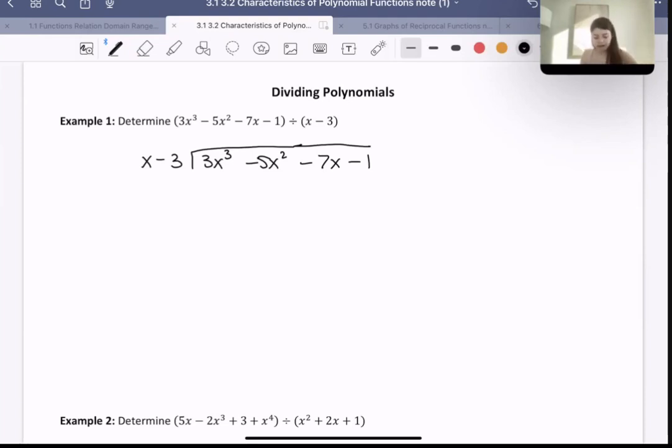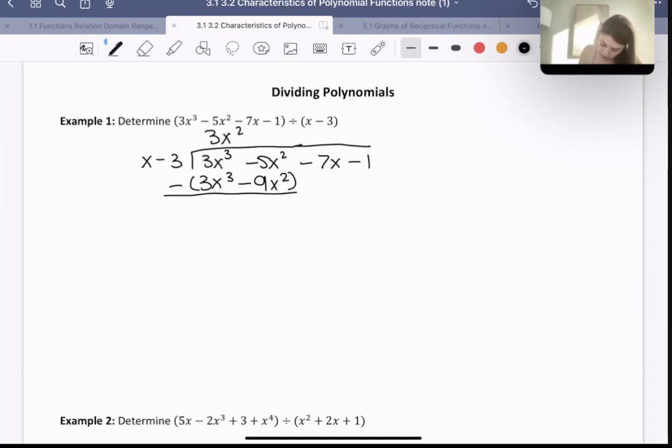So x times what is 3x cubed? Well, 3x squared. 3x squared times x is 3x cubed. So now let's multiply that. That's going to give us 3x cubed, and then we have minus 3 times 3x squared, which is going to give us minus 9x squared. And then I'm going to subtract.